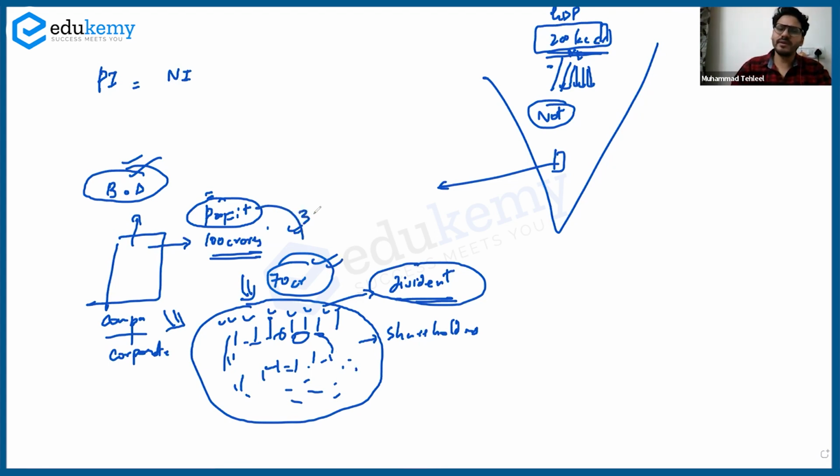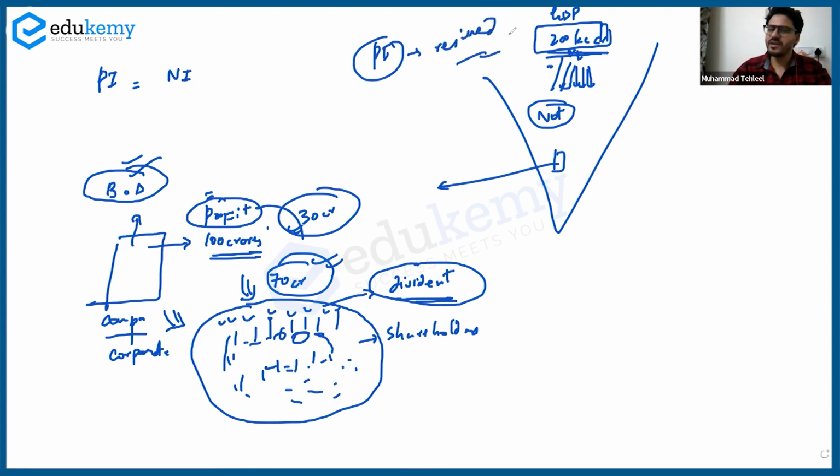But 30 crore is remaining, which has not been distributed. Therefore, when this 30 crore is not distributed among the shareholders, it will not be received by the household. Personal income is the income that has to be received by the household. So only the 70 crore will be received by the households, and the 30 crore will not. This 30 crore is known as undistributed profit.